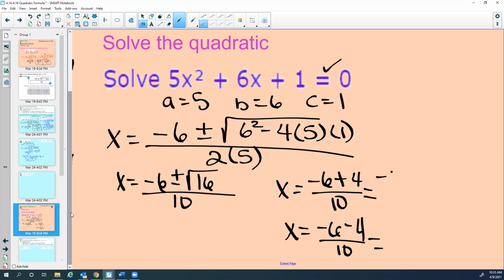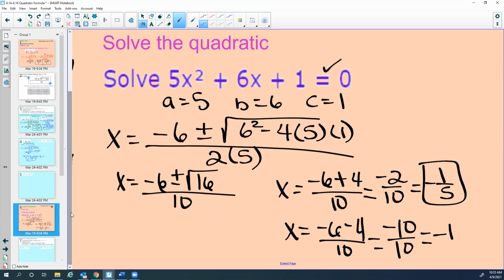-6 plus 4 is -2 over 10, which is -1/5. And then -6 minus 4 is -10 over 10, which gives us -1. And those are our final answers. Only if the square root stays, like if the square root of 16 wasn't a perfect square, would we not continue to simplify. But since you got whole numbers, that's why you continue to simplify it.